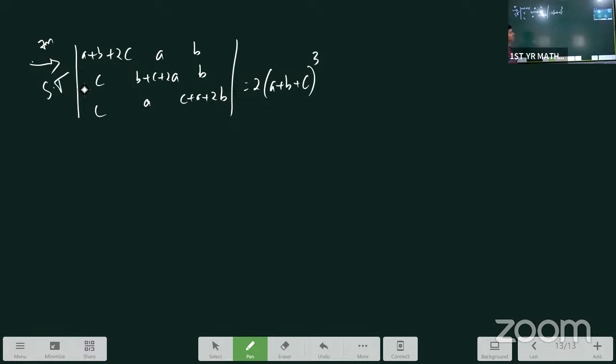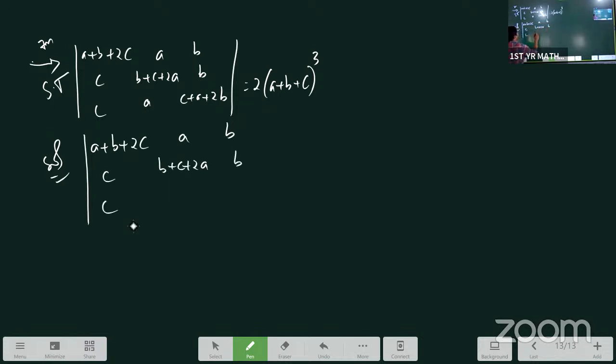A plus b plus 2c, a, b; c, b plus c plus 2a, b; c, a, c plus a plus 2b. Now, solution. I'm going to take your LHS part. That is equal to this determinant. Here you are going to apply row and column operations, whichever is applicable in that particular step.